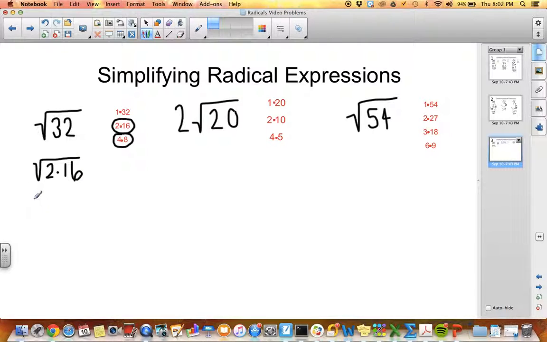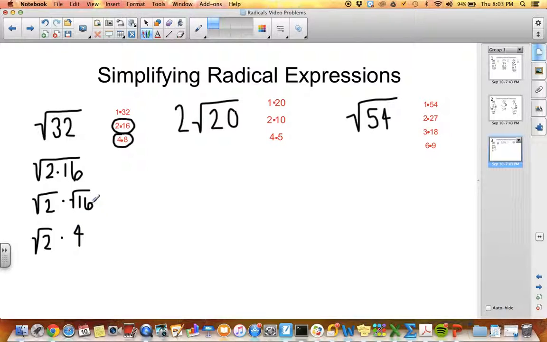Then we break it apart. So the square root of 2 times the square root of 16. And remember, we can break them apart because they're both under the radical and they're multiplied. So we're not changing anything, we're just separating them. The square root of 2 cannot be simplified, so it stays the square root of 2. And the square root of 16 is 4.